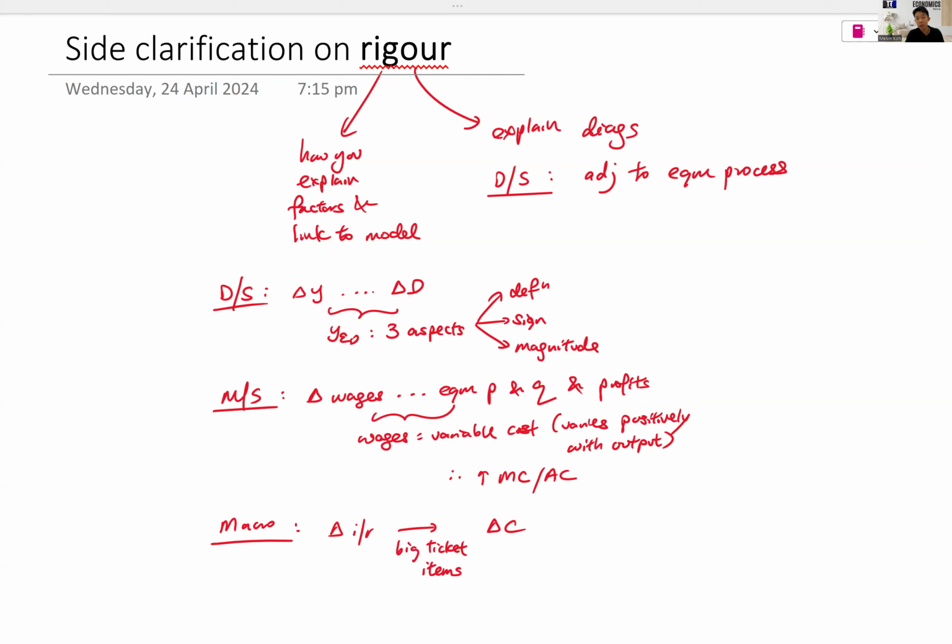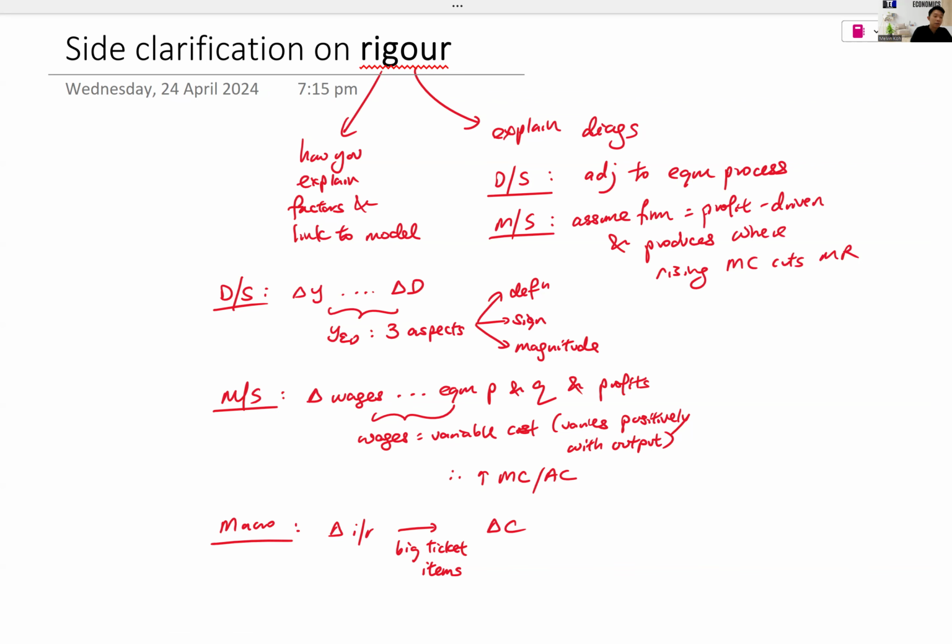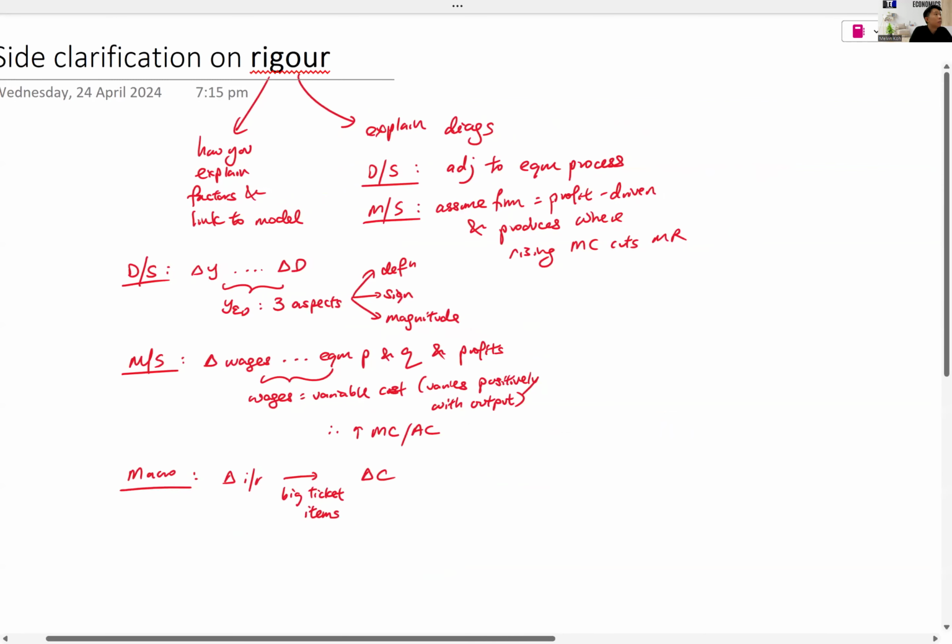If you just join us, I'm just giving you a sense of the rigor that we have been dealing with in econs. Econs is about rigor. Econs is about memory work. Adjustment to equilibrium process. Market structure. Don't forget, you also need to assume the firm is profit-driven and hence it produces where the rising MC cuts MR. Rings a bell? Then you have to say, oh, so that was my equilibrium output, that was my equilibrium price.